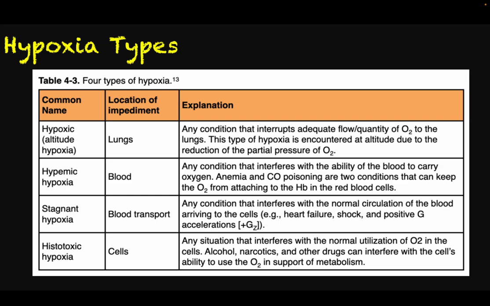And then finally, there is histotoxic hypoxia, where the location of the impediment is the cells themselves. So usually this is going to be the result of some kind of outside drug or poison or stimulant or depressant, so alcohol, drugs, narcotics, over-the-counter stuff, anything that can chemically affect the way your cells utilize oxygen in cellular respiration can cause histotoxic hypoxia. So we will have time to talk about all of these as we go along here.